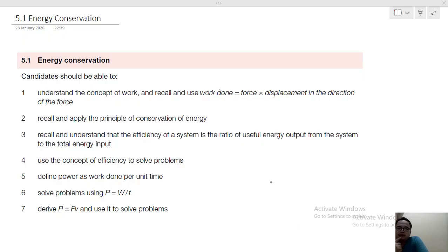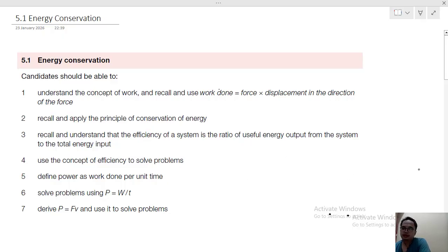Alright, at topic 5.1, energy conservation, there are 7 criteria. Candidates will be able to 1 until 7, but we will discuss one by one. Start from point 1: understand the concept of work and recall and use the work done equals force and displacement in the direction of the force. Okay.